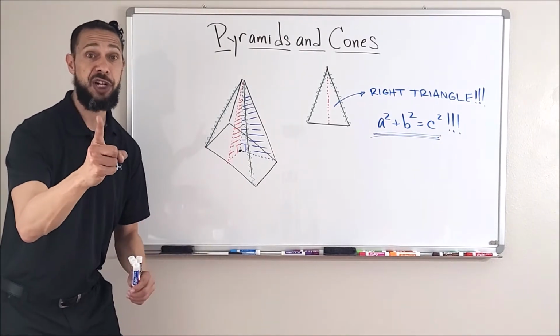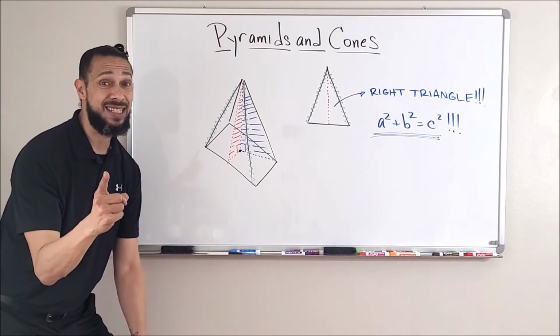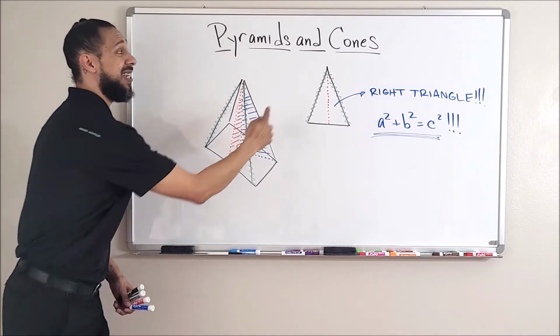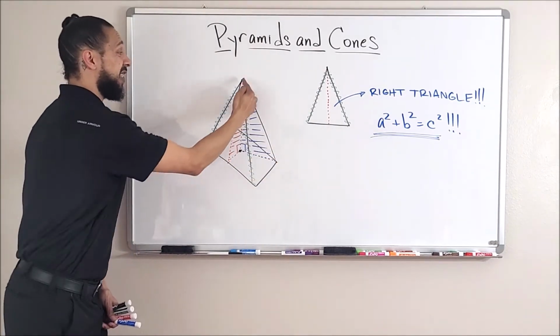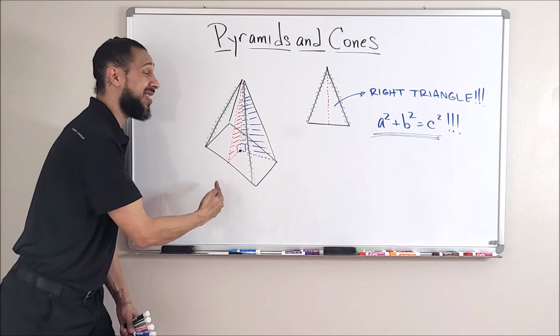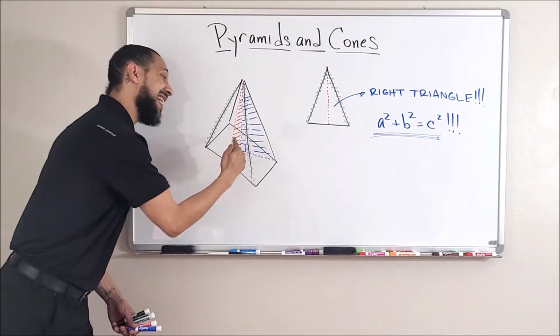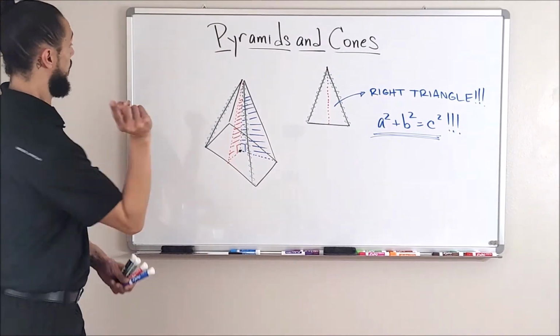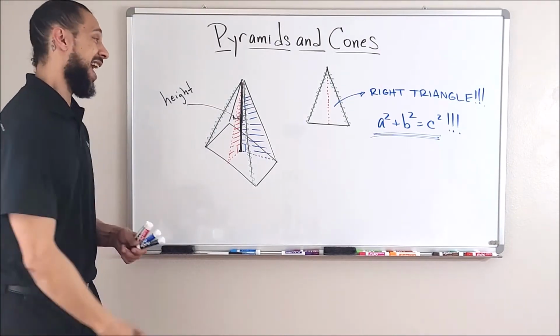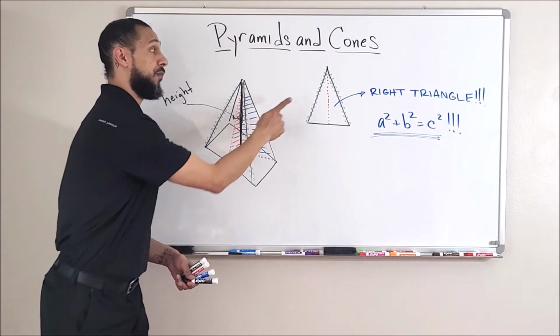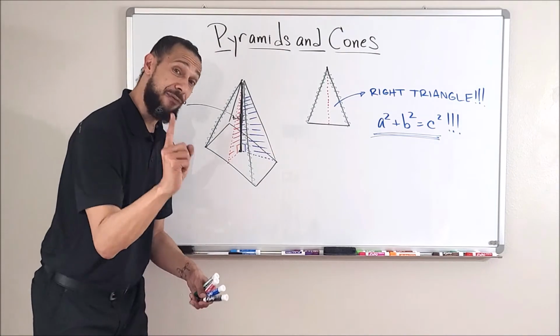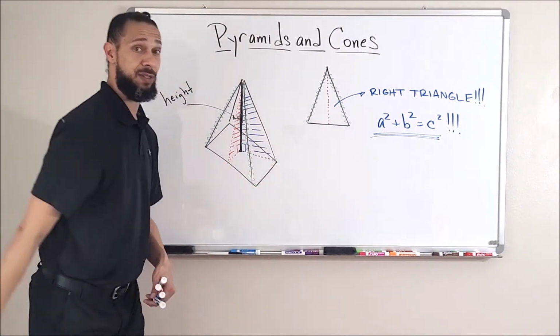One more thing I need you to understand. The height of a pyramid is not the lateral edge. It's not the little red line coming down the face. The height of the pyramid is inside. That's the height of the pyramid, and that height is different from this lateral edge and different from this length down the face.